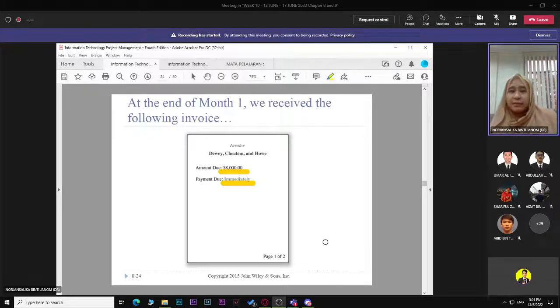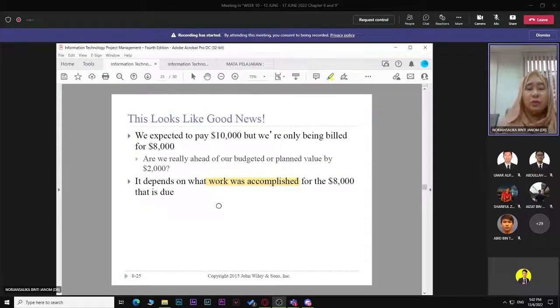Okay, the project has already started, and during month 1, you receive the following invoice, which shows you hired DV, Chitam, and Hovi company. They give you the invoice, amount due is 8,000, and they ask you to pay immediately. When you look at it, you think, we planned 10,000. This is cheap, 8,000. You're happy already. However, you need to look further. We expected 10,000, but we are only billed 8,000. What happened to the other 2,000? Is there really a saving there, or is there something wrong with the project?